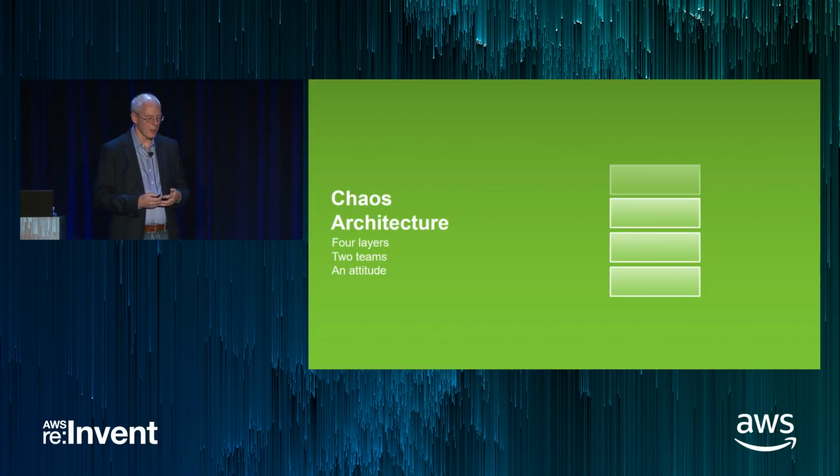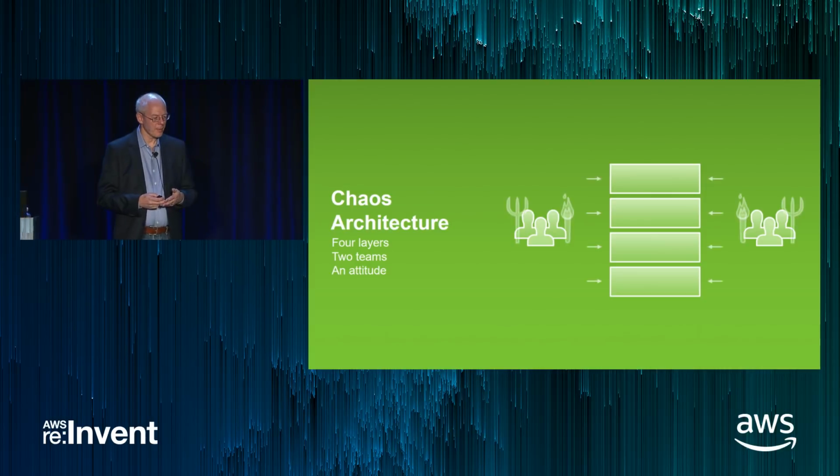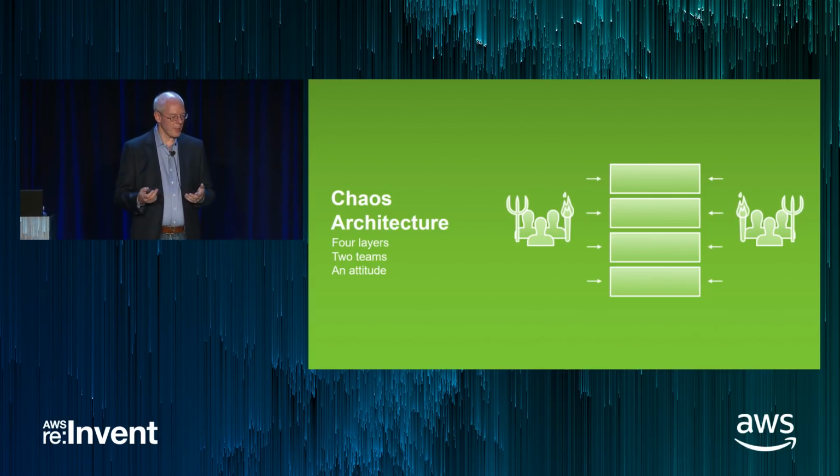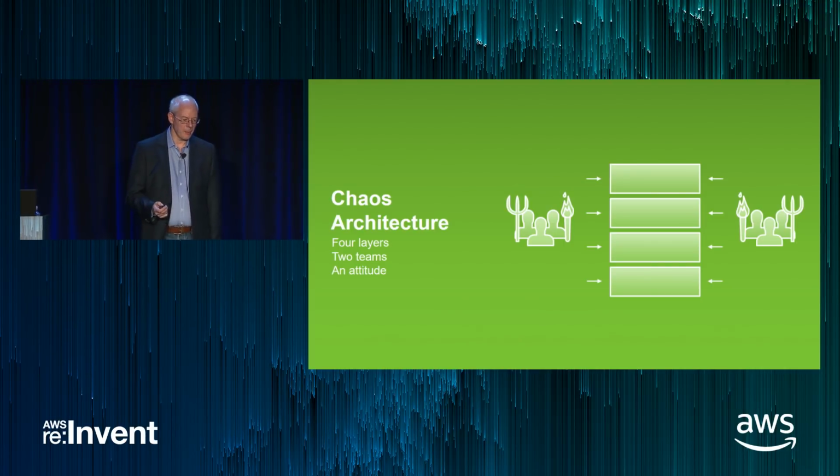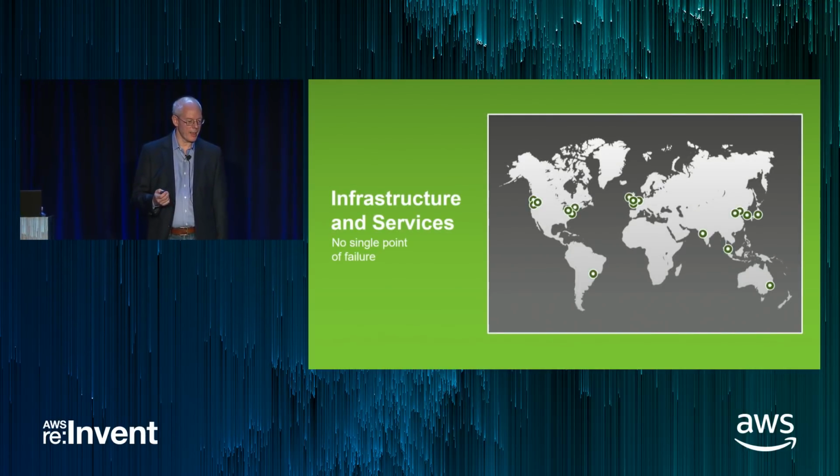So I'm going to spend the rest of the time talking about what this architecture looks like. I'm breaking it into 4 layers, 2 teams, and an attitude. So I'm going to lead you through what I mean by that. So here's the first layer.